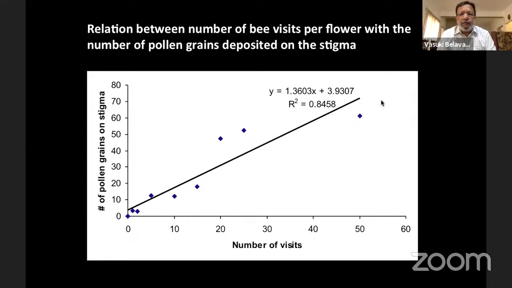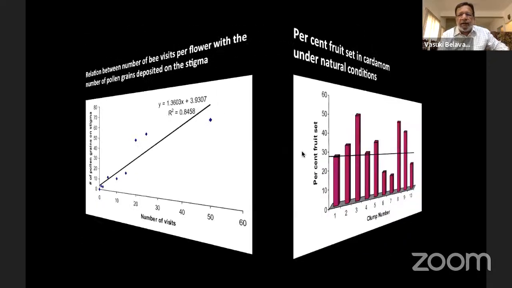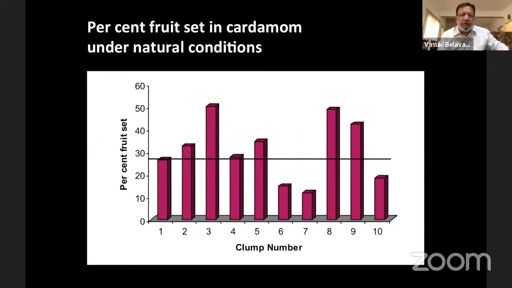And there is a relation between the number of bee visits per flower and the number of pollen grains deposited on the stigma. With the increase in the number of visits to the single flower, the number of pollen grains deposited per flower also increases, and this is also reflected in the number of fruits set. But on average, if you look at the fruit set in cardamom under natural conditions, it is only about 30% or even less.